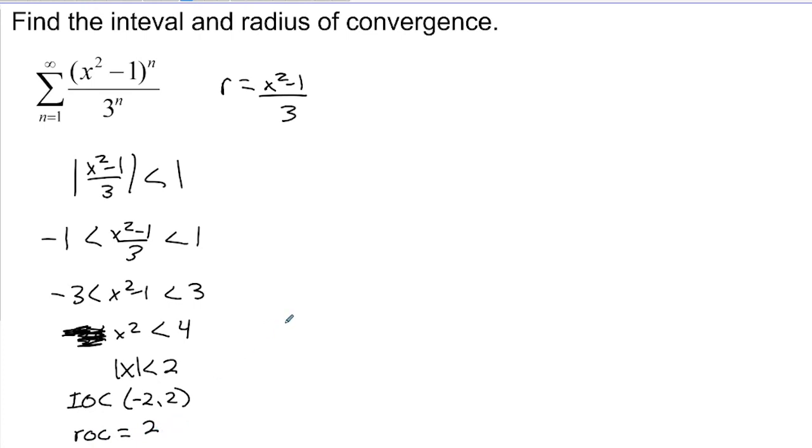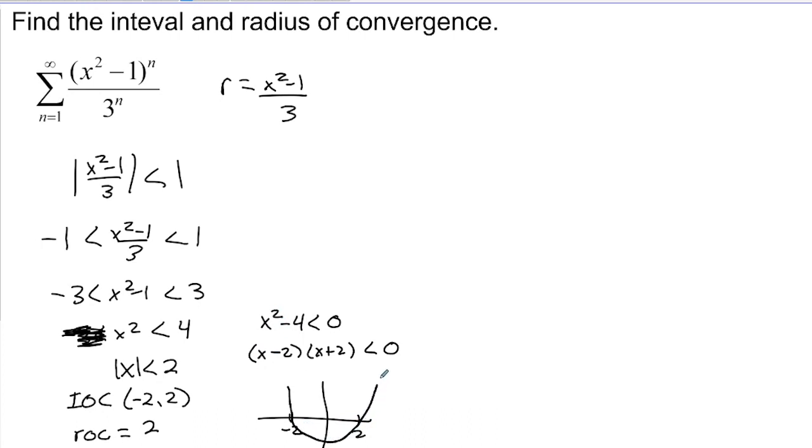Now, another way to look at this is we have x squared minus 4 is less than 0. You can subtract 4 over. This factors: (x minus 2)(x plus 2) is less than 0. And if we were to graph this quadratic, we'd have negative 2 to 2. Well, this quadratic is a parabola like this. And we want to know where that parabola is less than 0. And that, again, is between negative 2 and 2.